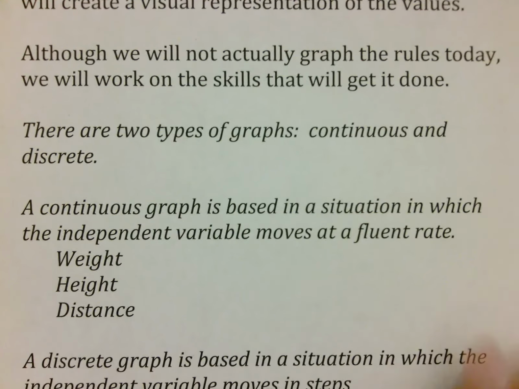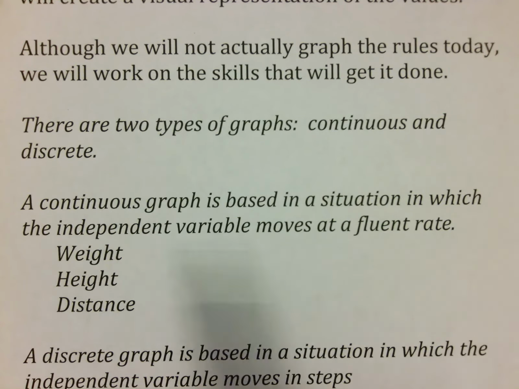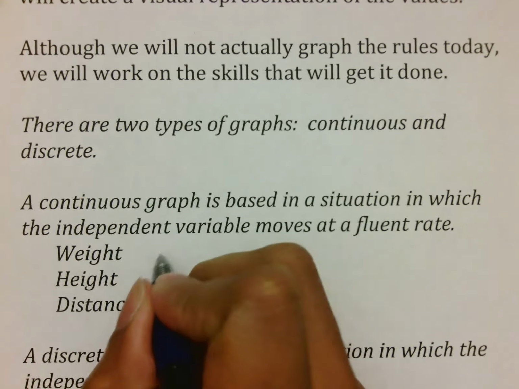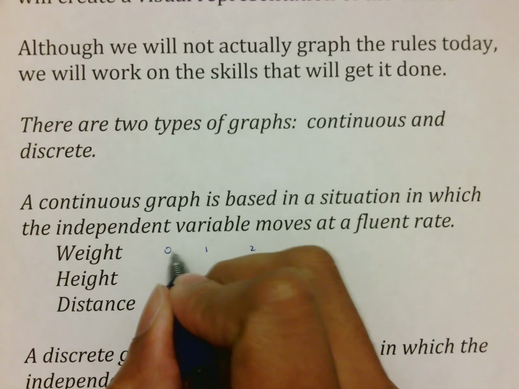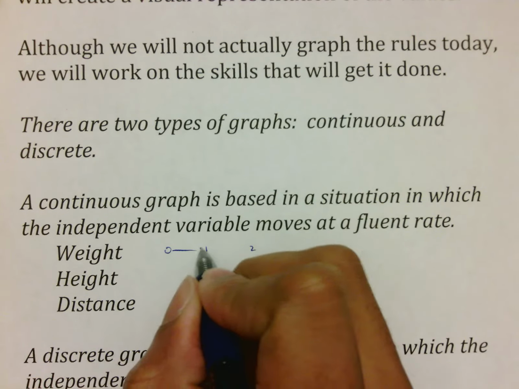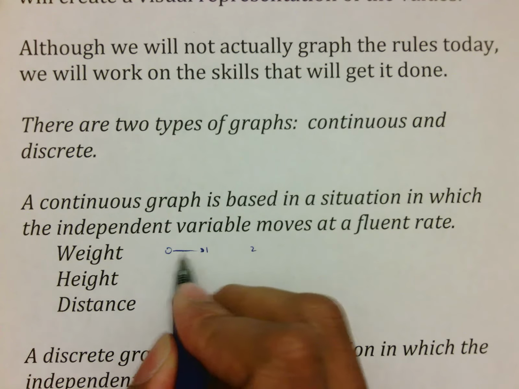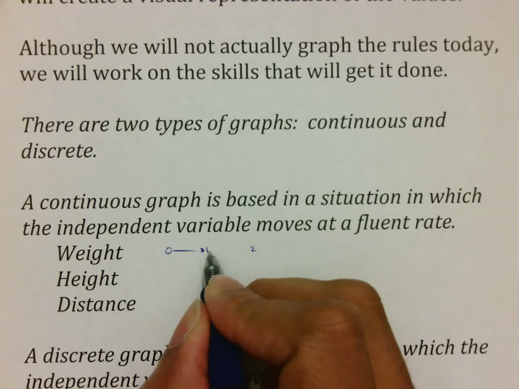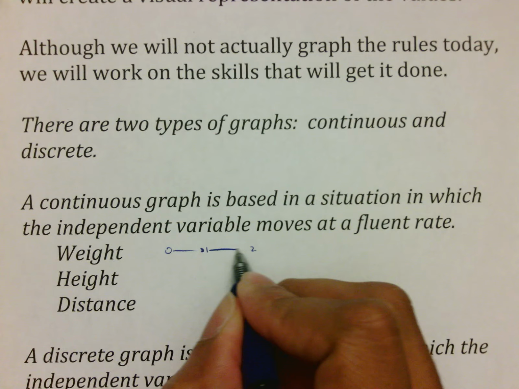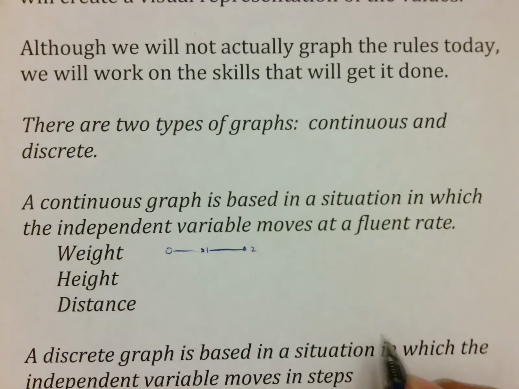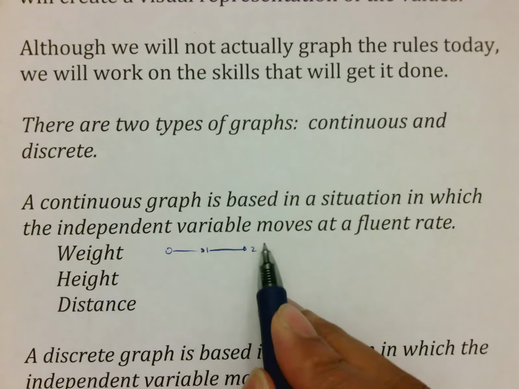There are two types of graphs, continuous and discrete. A continuous graph is typically based in a situation where the independent variable moves at a fluent rate. What I mean by that, someone's weight does not go from 0 pounds to 1 pound to 2 pounds. It goes from zero and it slowly works its way up to 1. Like it's 0, it's 0.1, 0.2, and it works its way up. And then it doesn't just go from 1 pound to 2 pounds. It goes from 1.0, 1.1, 1.2, 1.3, all the way up to 1.9. And there's a whole bunch of stuff in between the 0, 1, and 2 on somebody's weight.